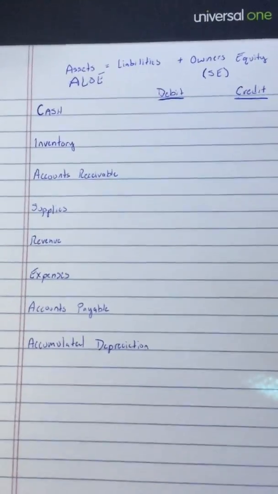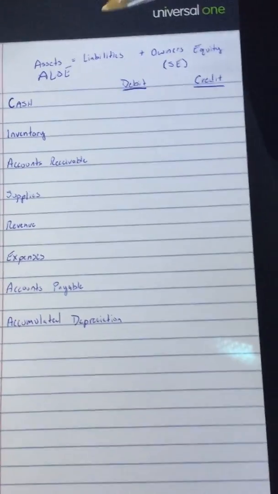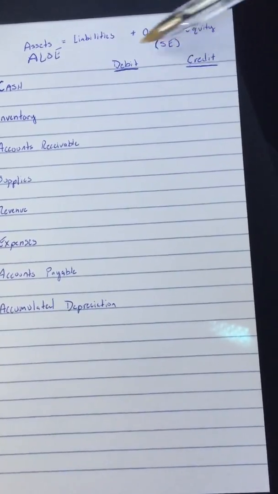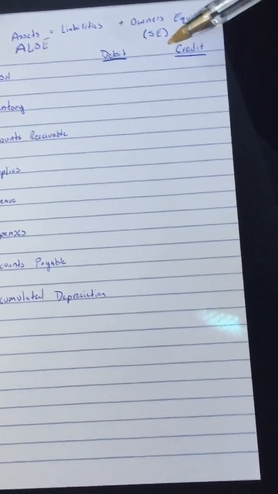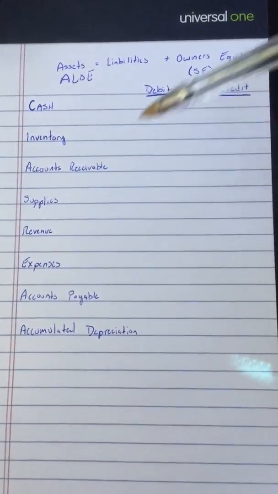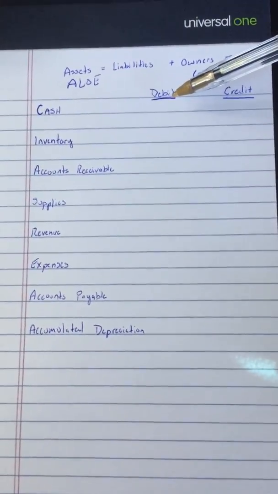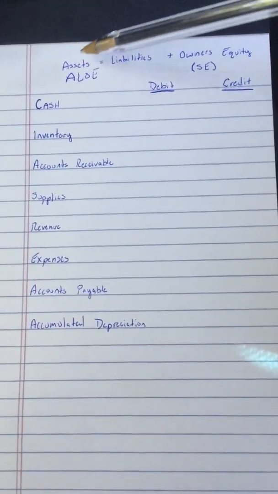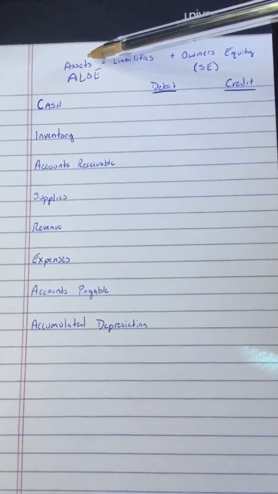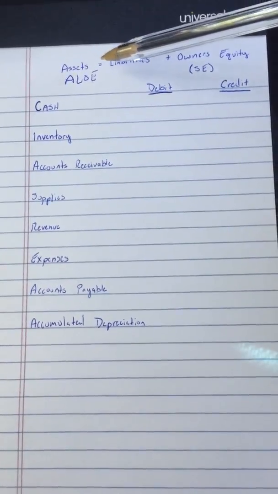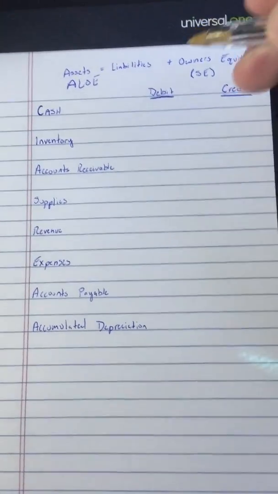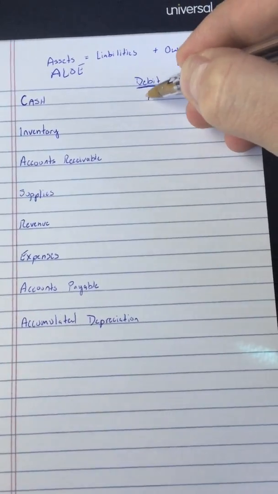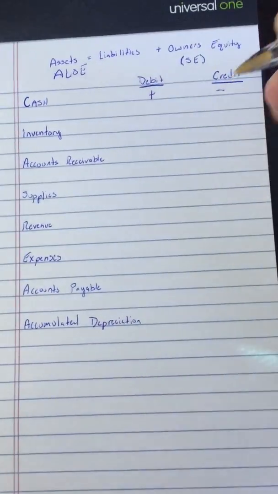So, to get into it, I'm going to talk about what increases and decreases these accounts over here. So we have cash, and that is an asset. So over here we can kind of say assets most of the time increase with a debit. So cash is an asset, so it increases with a debit and decreases with a credit.